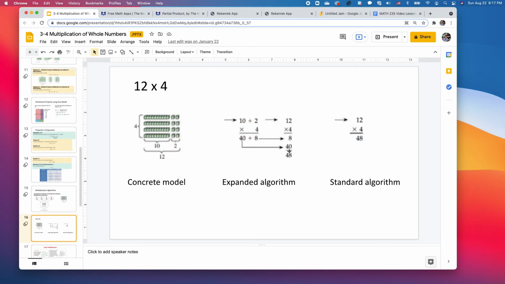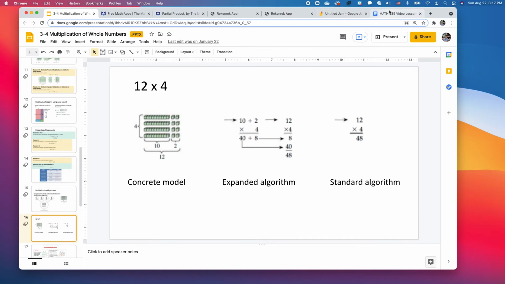And you can do the expanded algorithm. So 10 times 4 is 40, 2 times 4 is 8. So all of these partial products are given and you're going to add them together. That's the expanded algorithm. Standard algorithm, you can just do 2 times 4, 8. 4 times 1 ten, that's 4 tens. So 48, right?